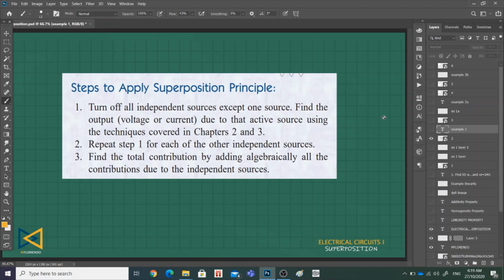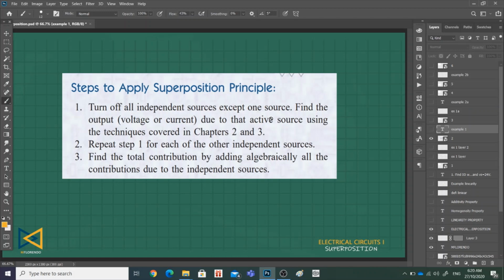superposition technique? So first is turn off all independent sources except one source. So tatanggalin, actually hindi tatanggalin, i-turn off mo and then magtitira ka ng isang source. And then from that, find the output, if it is voltage or current, due to that active source using the techniques covered in chapter 2 or 3, meaning to say yung mga previous techniques natin, you can use mesh, Kirchhoff's, or nodal, etc. And then after that, kapag nakuha mo na yung isang output voltage or current, repeat the step, okay? Repeat the step for each of the other independent sources.